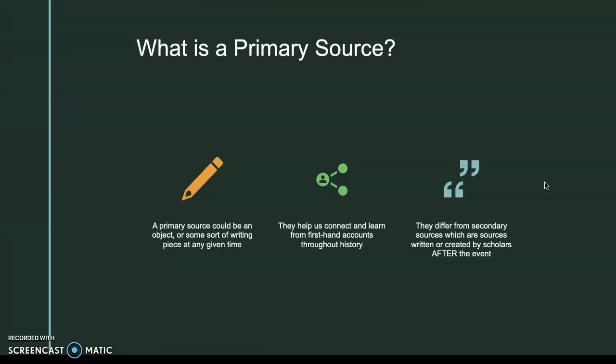Now they differ from secondary sources because secondary sources are sources that were written or created by scholars after the event had already happened. So these people either weren't actually there or weren't born yet during this time, but they used primary sources to collect their own thoughts and maybe write an article or something later down the road. That would be a secondary source. So that's the way they differ.